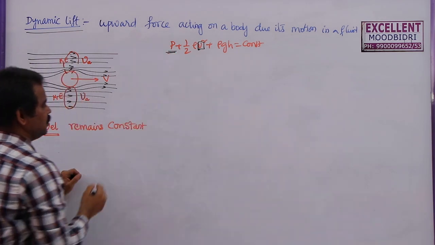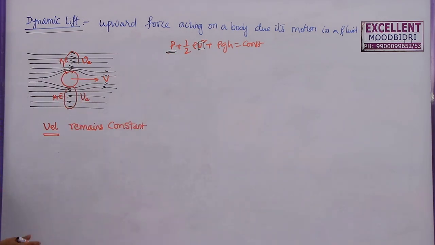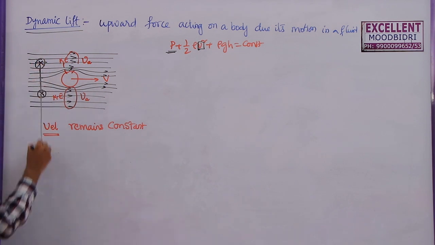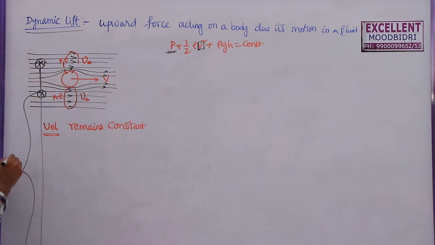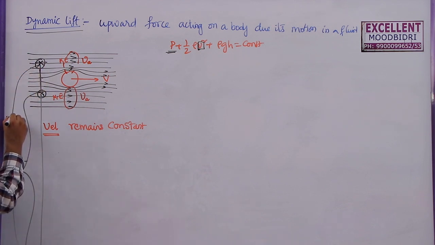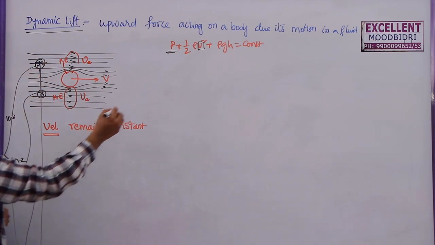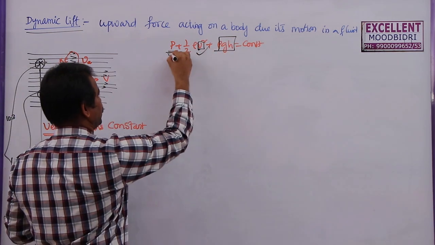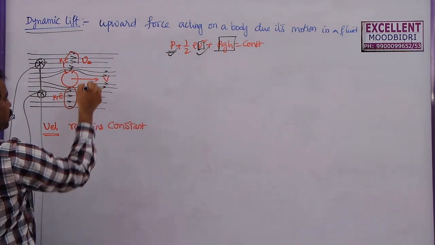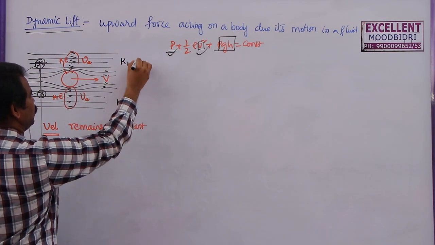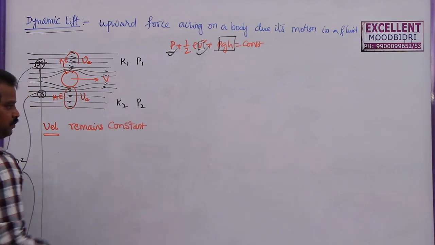the pressure remains constant, because from ground level, this point as well as this point are almost at the same height. Let us say this is 10.2 meters and this is around 10.3 meters. There is not much difference between these two points. That's why height almost remains constant. So as the velocity is constant, the pressure above the ball and the pressure below the ball remain constant. So here KE1, this is KE2, this is P1, this is P2.